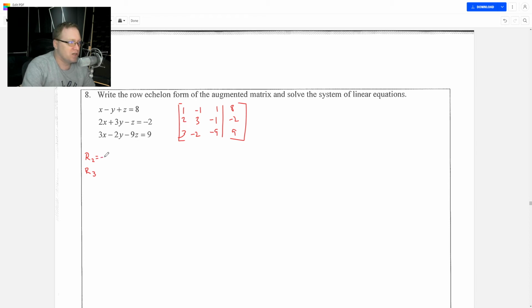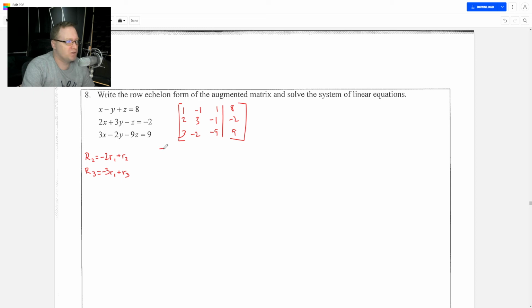So we're going to do -2 times row 1 plus old row 2. All right? Got that? And then for row 3, we're going to do the same type of thing. We're going to multiply the first row by -3. -3 times row 1, and we're going to add it to old row 3. So -3 times 1 plus 3 is going to give us a 0.